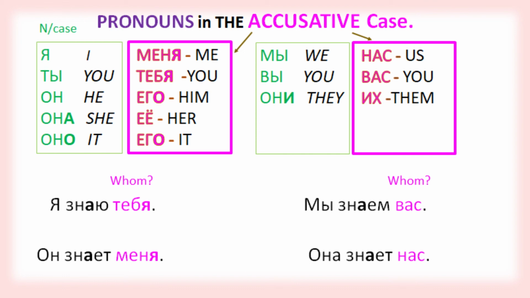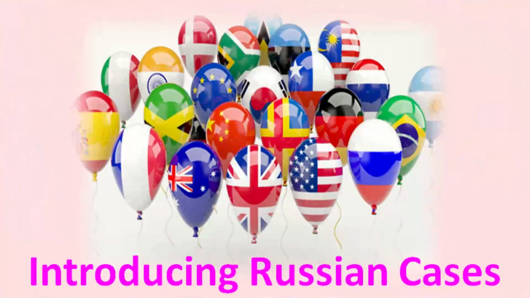Тебя, меня, вас, and нас are all objective. Я, мы, он, and она are all subjective. In this lesson, you have learned about the accusative case.